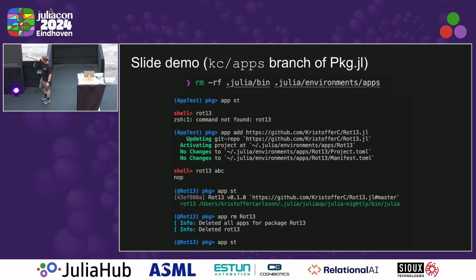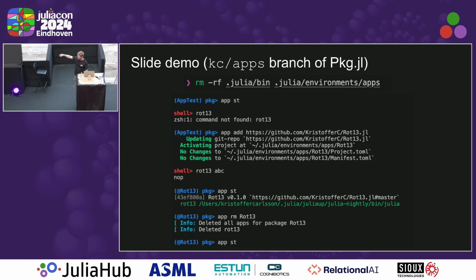And it's going to do these steps we went through. It's going to download it. It's going to put this project into this environment apps. It's going to precompile it. Now everything was already precompiled. And then it's going to create this shim so we can just run it. So now when I go to the shell after this, I can just run this thing with rot13 ABC, and it rotates those letters 13 steps.